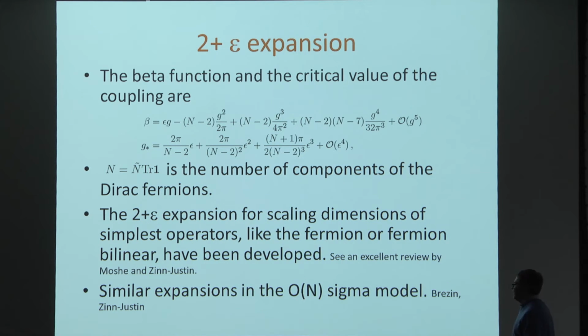And then there is a similar story in the ON nonlinear sigma model developed by Brezin and Zinn-Justin. But here it's a little more complicated because with scalars there tend to be infrared divergences, but for fermions everything is very clean and there are no IR divergences.